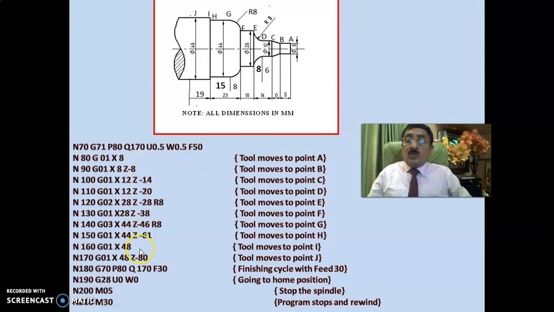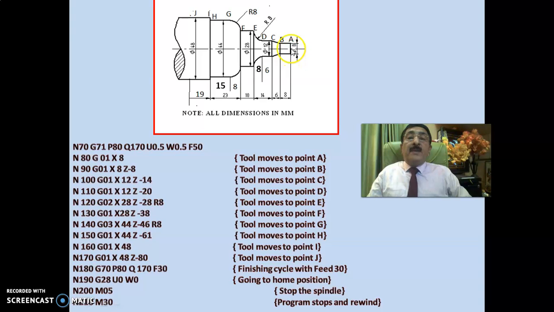You please go through this, which has already been covered. Okay, once N170 you have completed, that means the tool moves to point J. Now it has come to this position. Now, as I have told you, it is U.5, W.5, which means it is rough turning. Since it is rough turning, you will have an allowance of 0.5 on X and 0.5 on Z also.